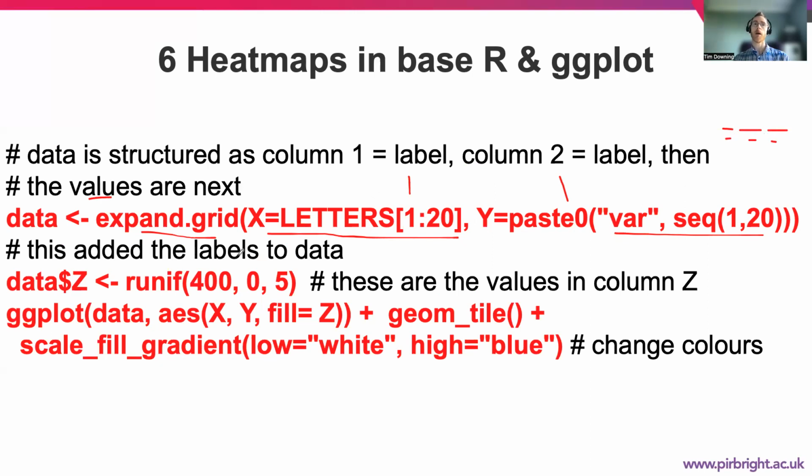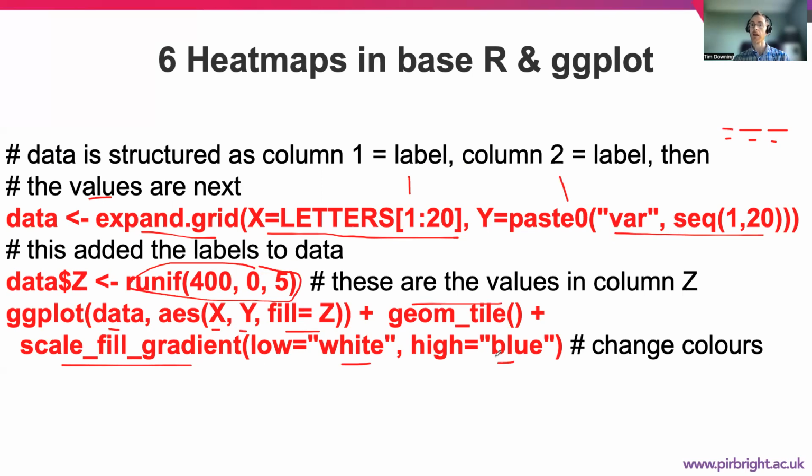It's the same structure. We're adding values in here, just using the runif function for our values. And we're putting that into the column Z. Then we plot that data, comparing X versus Y, where the fill is the values. We're tiling that using the geom_tile function. And then we've got this function scale_fill_gradient here. We're going from white to blue. And we can change those colors if we want to as well.